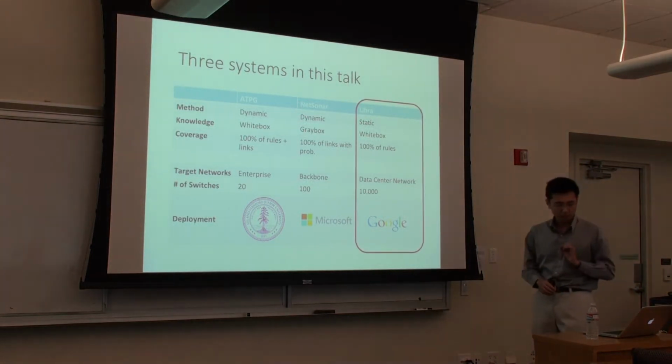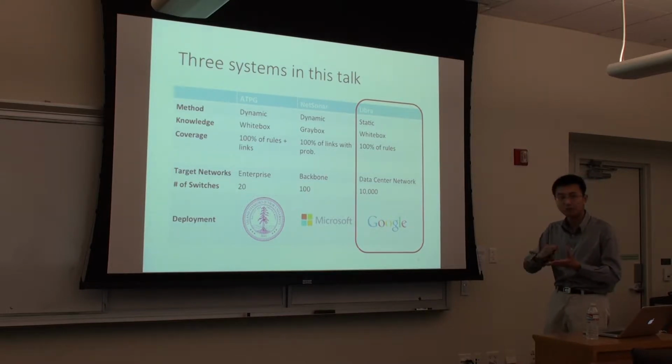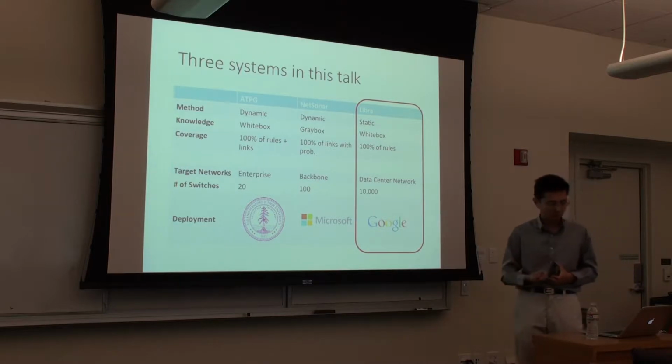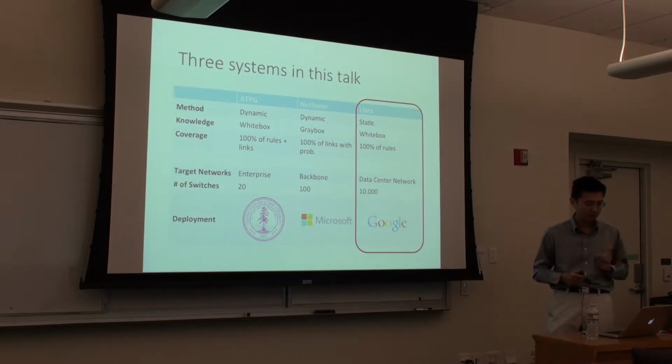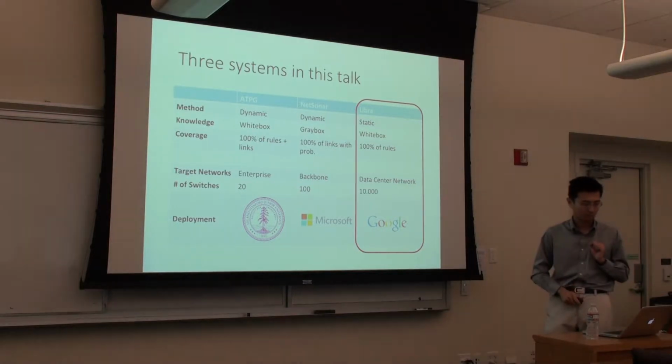And the third tool is called Libra. Libra is a static white box tester that covers 100% of rules. And Libra is designed for data center networks consisting of tens of thousands of switches. And I will show the result of Libra on Google's data center network.